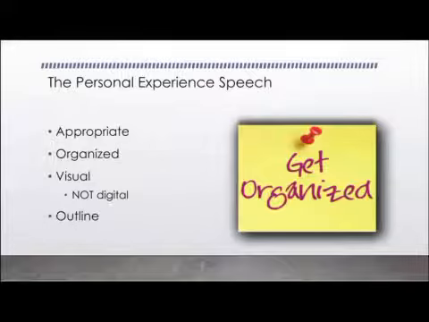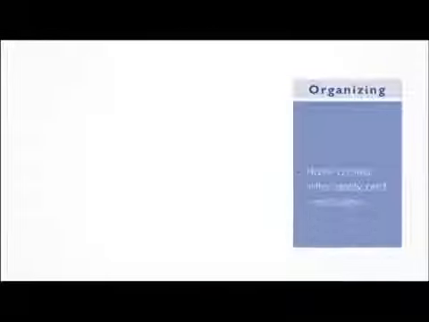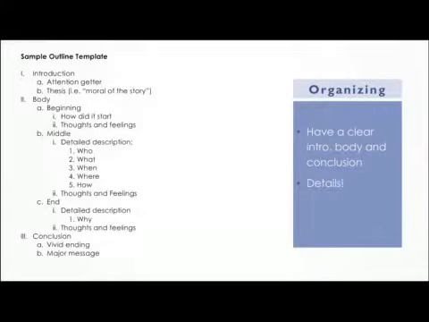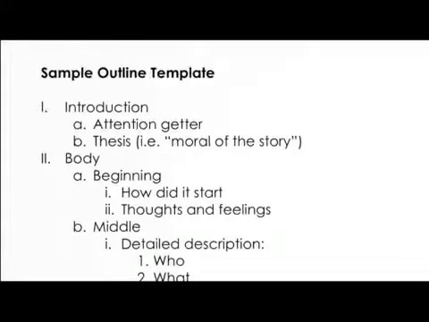And finally, you're going to need an outline for this whole process. Now, here is sort of a layout of some of the things that you need to have in your outline. First, make sure you have a very distinct introduction, body, and conclusion. Keep in mind that you're going to need the details to go with that. So here's a sample outline. If you take a look here, we have an introduction with an attention getter and a thesis. And the thesis will be sort of the moral of the story.